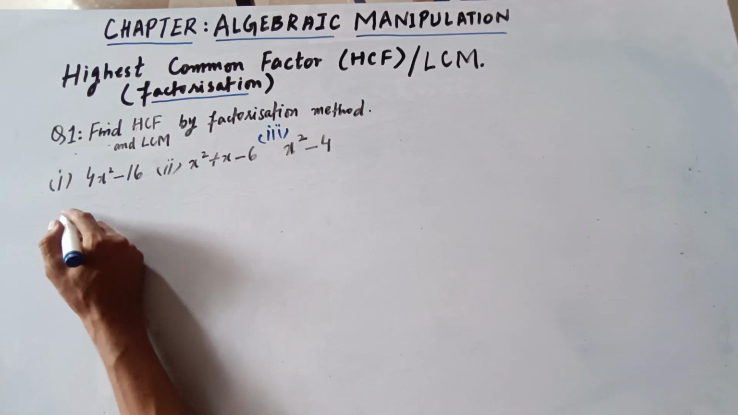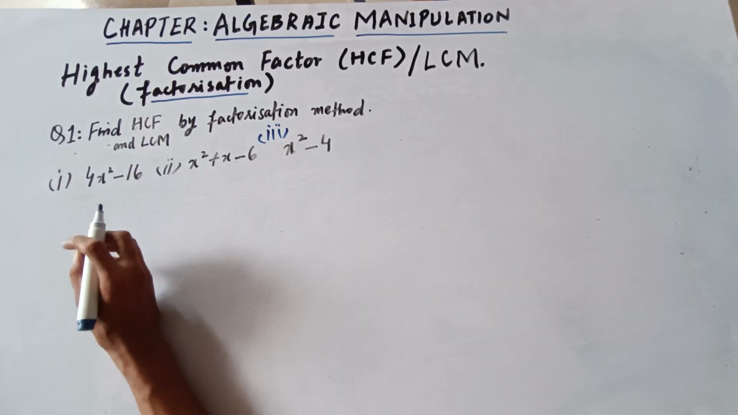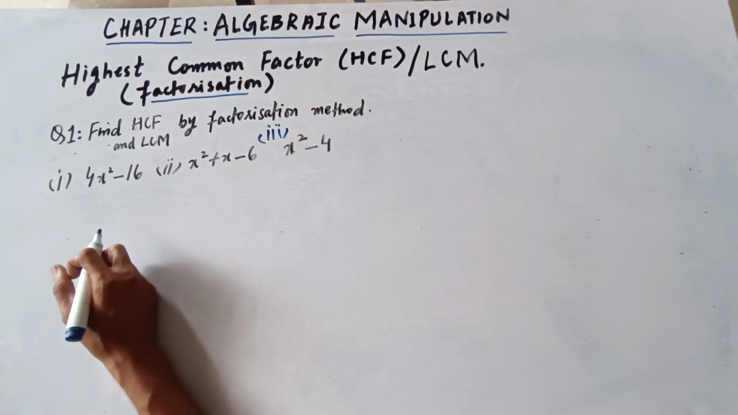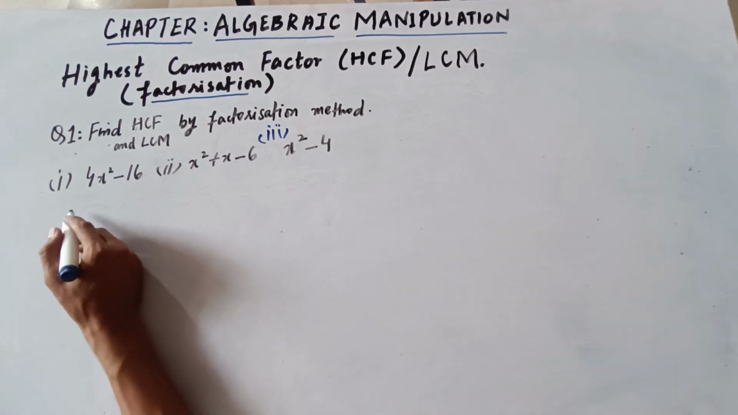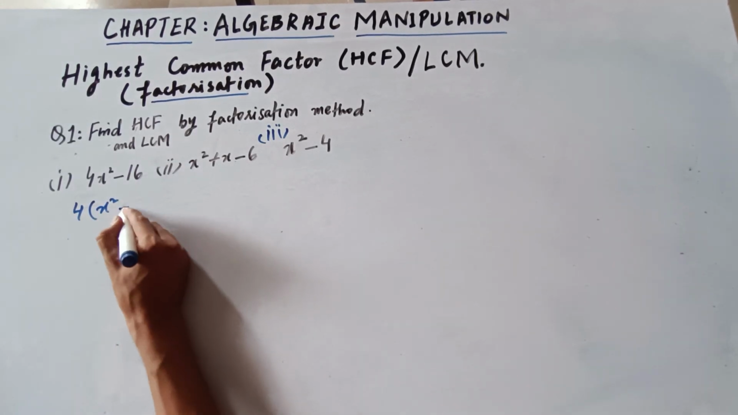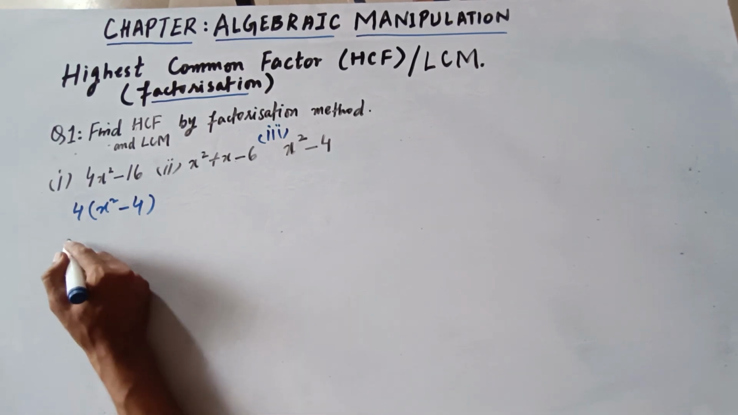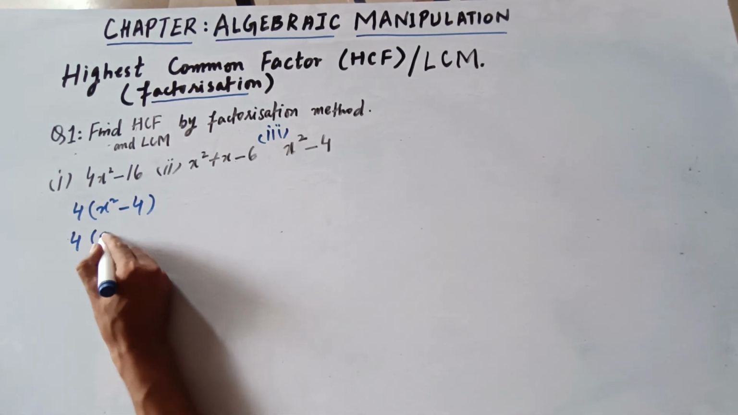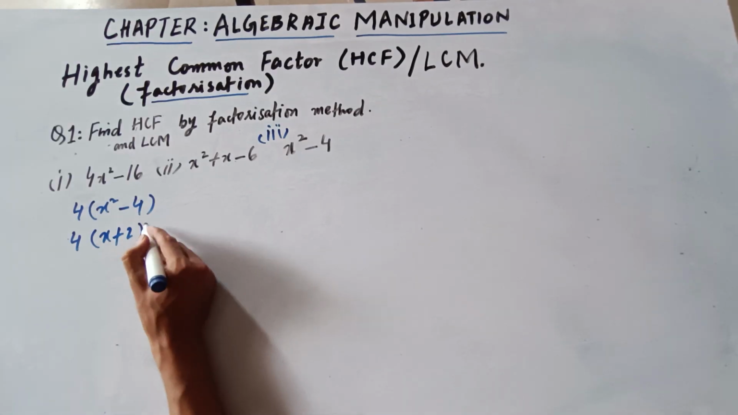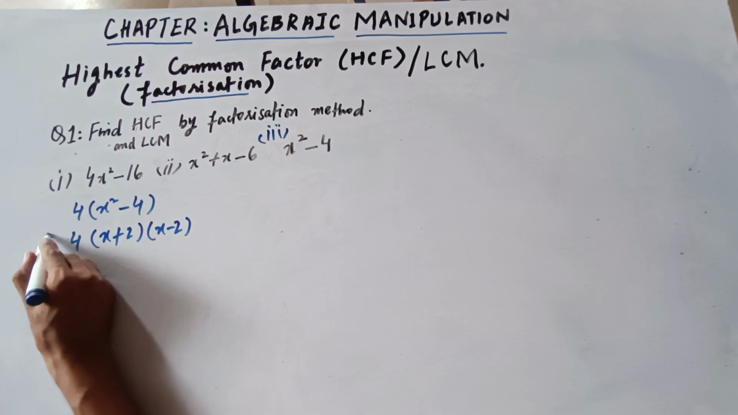So first of all we have 4x square minus 16, so let's do factorization of it. What is the most important step of factorization? Taking out common. Here we have 4 as common, and inside it will be x square minus 4. Now you can apply the identity, difference of two squares, so it will become x plus 2 and x minus 2. This is the factorized form of the first one.